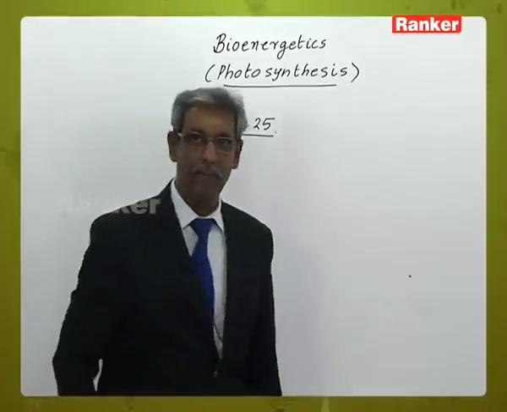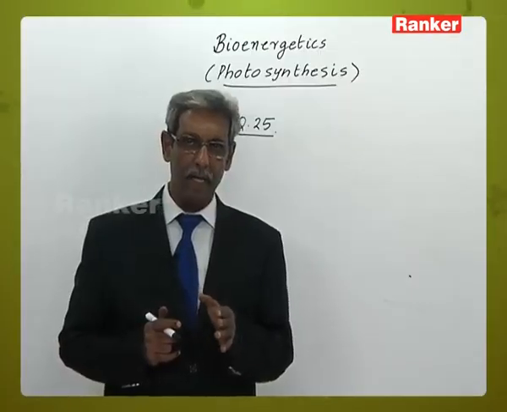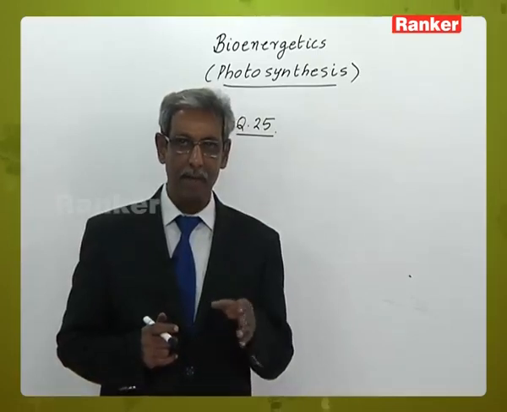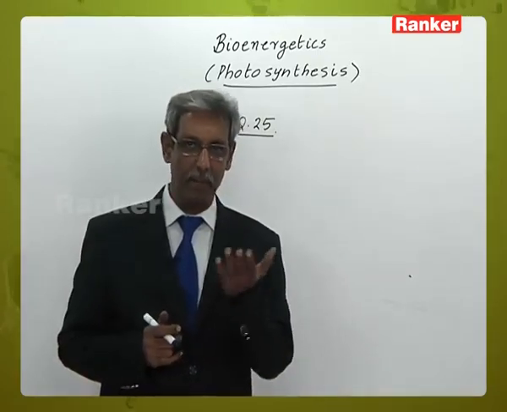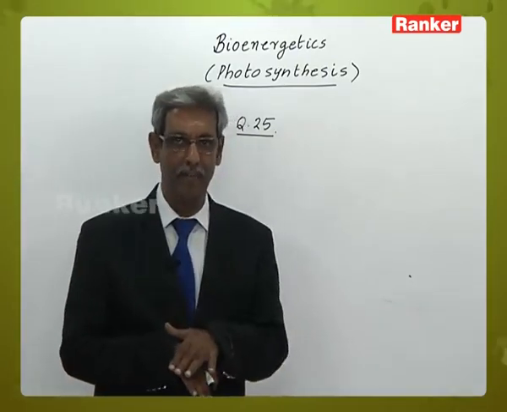We go to question number 25. Potassium hydroxide solution enables removal of dash from a controlled experiment during photosynthesis. It is A, C6H12O6, B is O2, C is CO2, D is H2O. Whenever in any normal classroom plant physiology experiment we use potassium hydroxide, we take a sort of a paper in which we apply potassium hydroxide and place it on a sort of a leaf.